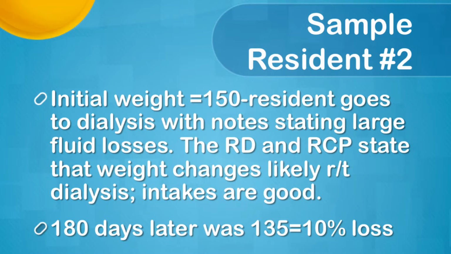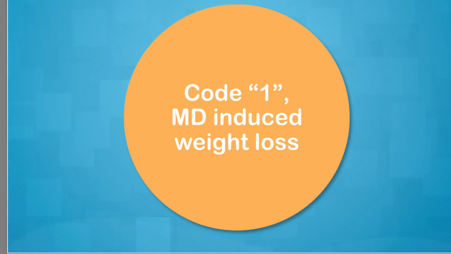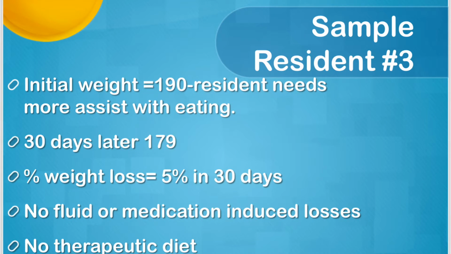Pause the show to consider your answer. If you answered 1, MD-induced weight loss, then you are correct. Sample resident number 3. The initial weight was 190 pounds, and in the RD notes it stated that resident needed more assist with eating. 30 days later, the person was 179 pounds. It was a 5% weight loss in 30 days.